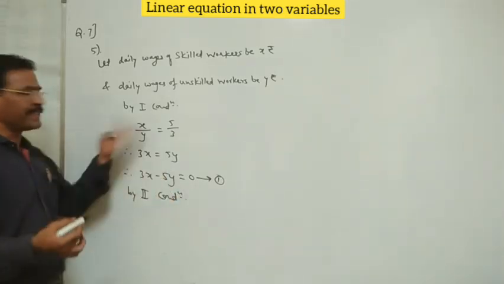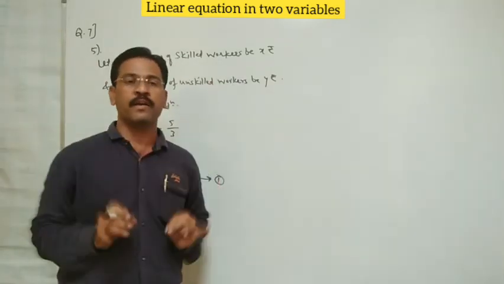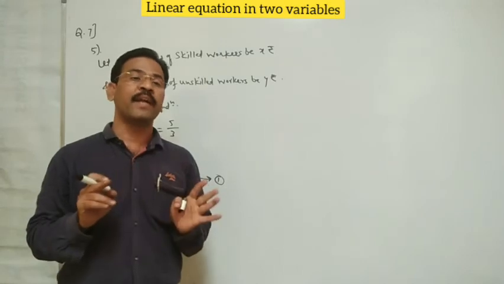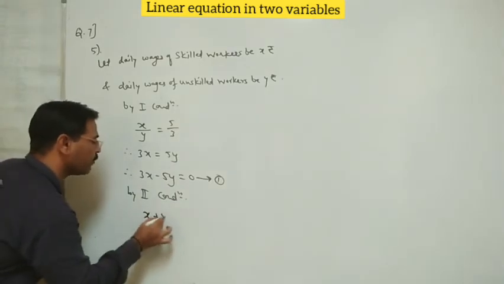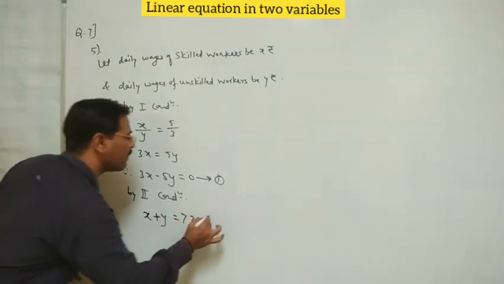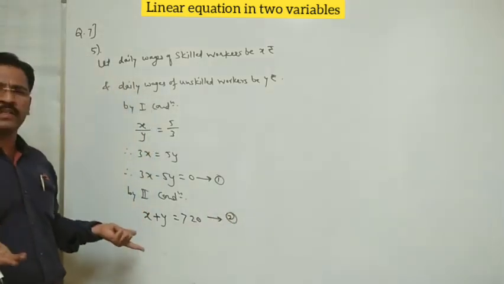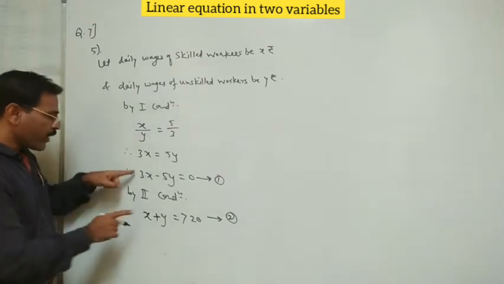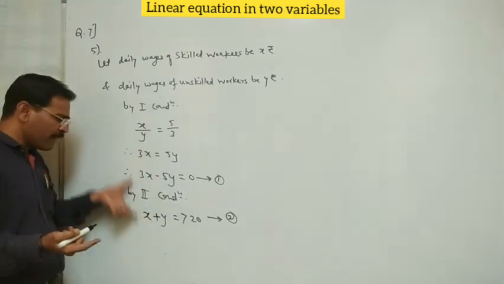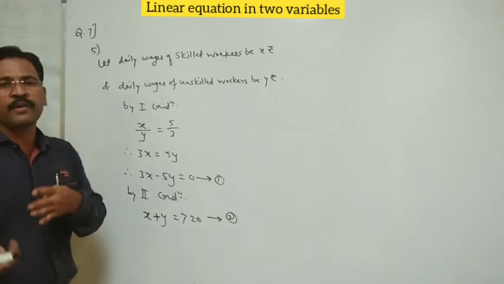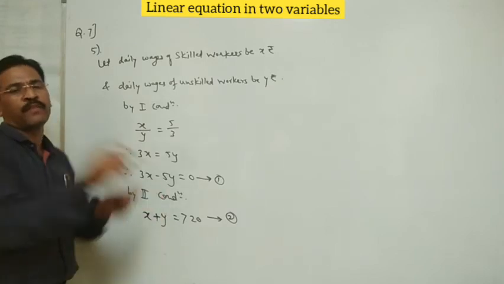Now the second condition is much simpler than this one. What is that? The total salary of both these workers for one day is 720. Very simple. Just by adding, x plus y is equal to 720. This is our equation number 2. Look how simple it is. Either you can multiply here by 3 or by 5, that depends on you. Once you multiply, one term gets cancelled, and you can find the value of the other variable.